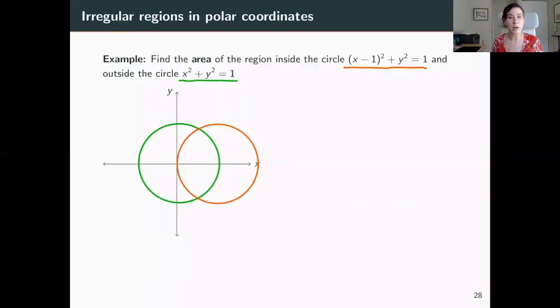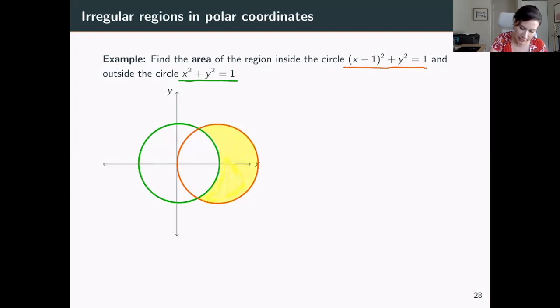In this example, we want to find the area inside of the circle given by this equation and outside of the circle given by this equation. We worked with these exact same circles a few slides ago, where we wanted to try to find a different region in polar coordinates, that region being this part here. Rather, now what we want to try to figure out is what is the area inside of the orange but outside of the green. So that is going to be this region here that I can shade around in yellow.